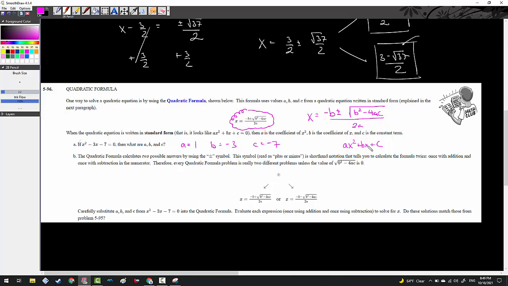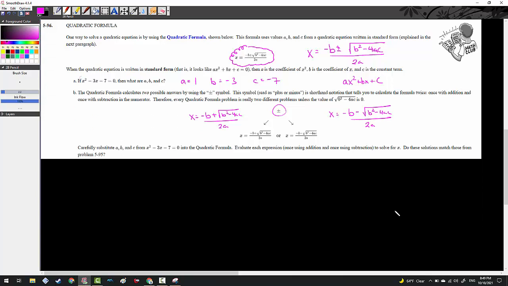And now it says in part B that the quadratic formula calculates two possible answers using the plus minus symbol. And so remember, just like in completing the square, the plus minus refers to the version of the quadratic formula that is the negative b plus version, right? The square root of b squared minus 4ac, over 2a. And I'm just rewriting them that way so you guys can see it better. And then there's the minus version, which is x equals negative b minus the square root of b squared minus 4ac, all divided by 2a. And so there are always two answers here. Normally two answers, and I think you guys know when we only have one.